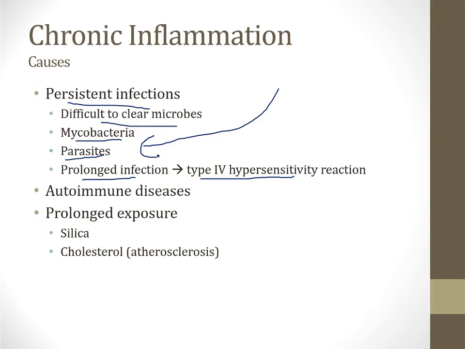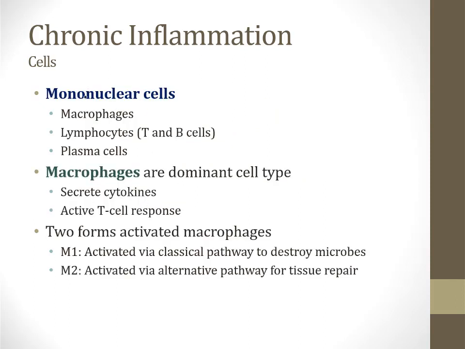Many autoimmune diseases result in chronic inflammation, and then finally prolonged exposure to substances that the body has difficulty clearing can lead to chronic inflammation. So silica, when it gets into the lungs in certain industrial workers, can lead to chronic inflammation. And then the underlying cause of coronary artery disease and other vascular disease is believed to be cholesterol, which drives a chronic inflammatory process.